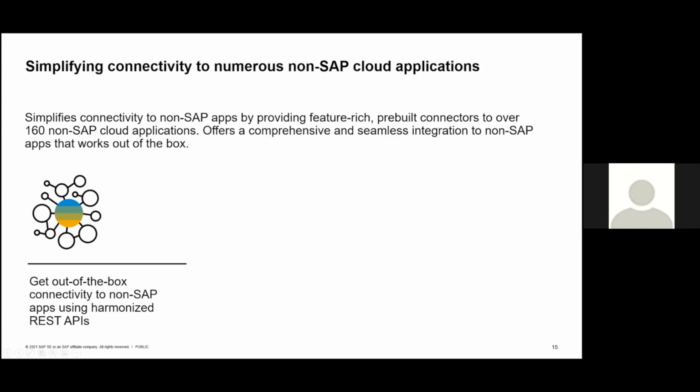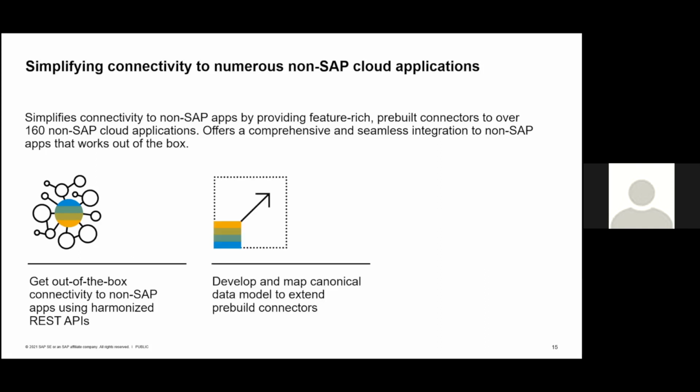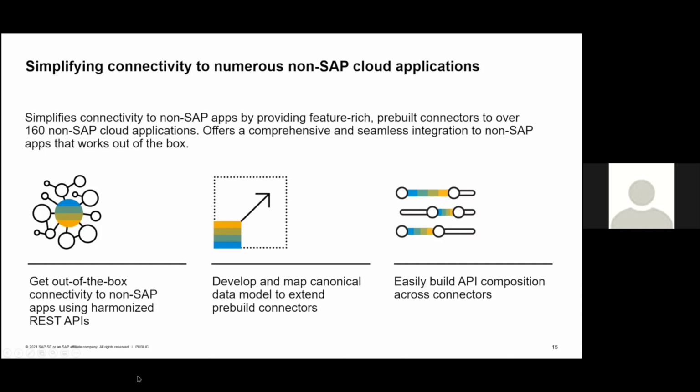How does Open Connectors simplify the integration to non-SAP applications? Open Connectors provide out-of-the-box connectivity to most popular cloud applications. These connectors provide RESTful APIs and abstract a lot of complexity. Open Connectors provides a framework, the common resources, where you can describe your own canonical data model that you can use in your applications or integration projects. And it also provides a composition tooling to build API compositions across the different connectors if you're looking to connect various systems.